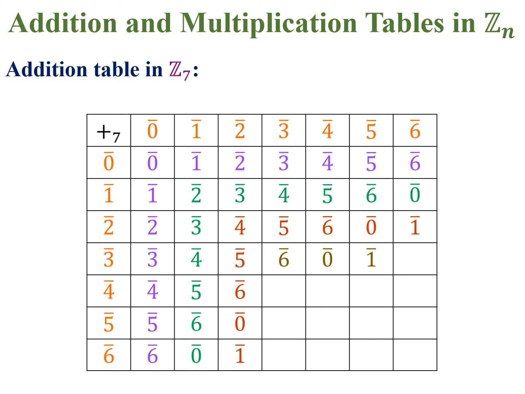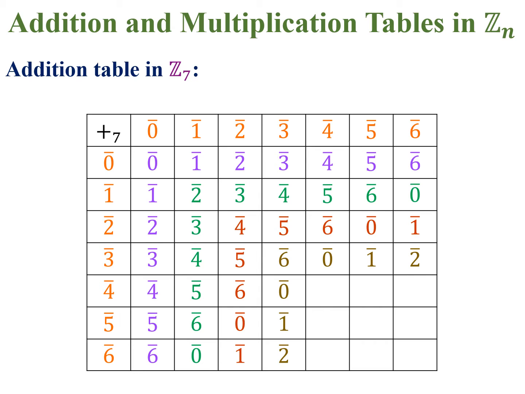9 is not present in Z7. So divide 9 by 7. You will get remainder as 2. So here will be class of 2. And all these 4 classes are obtained in this column also, and you will get here class of 6, class of 0, class of 1, class of 2.